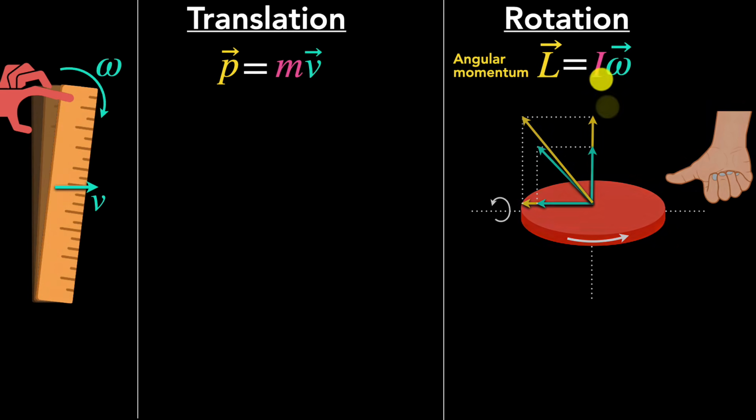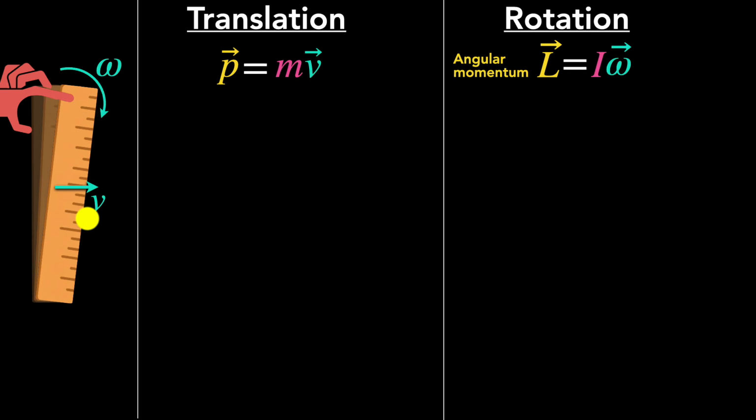Okay, coming back to our original problem, if I could figure out how much angular momentum this ruler has gained after I flick it, then I'm done, because then I can divide by the moment of inertia and calculate the angular velocity. But the big question now is, how do I figure out how much angular momentum it gains after I flick it? Well, let's come back to translational motion.